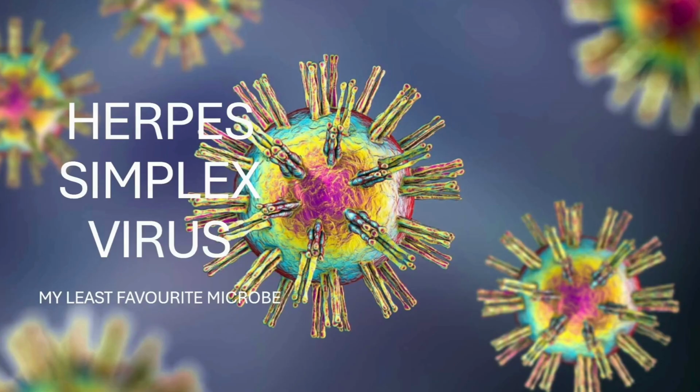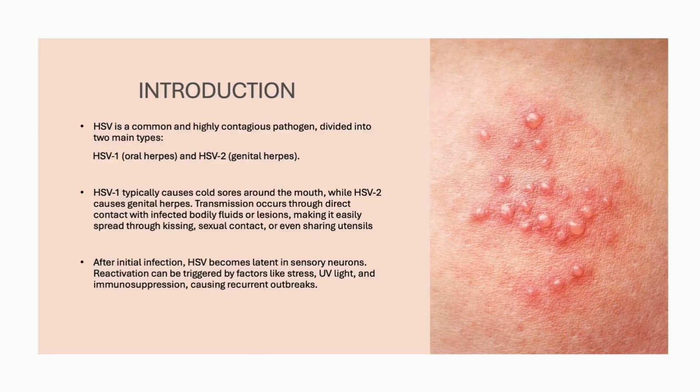Hello everyone, my name is Thuzar, and today I'm going to talk about herpes simplex virus, which is also one of my least favorite microbes. HSV is a common and highly contagious pathogen divided into two main types, HSV1 oral herpes and HSV2 genital herpes. HSV1 typically causes cold sores around the mouth, while HSV2 causes genital herpes.